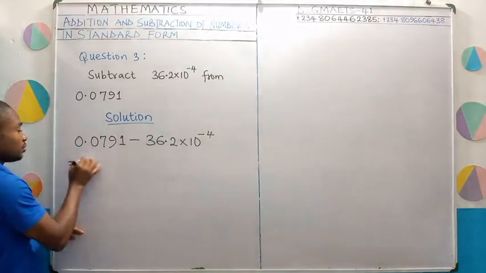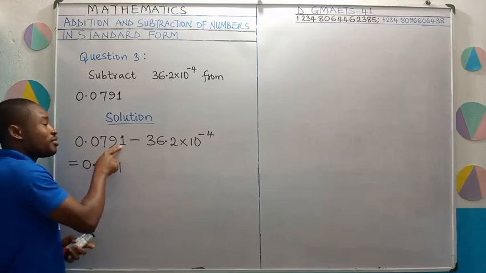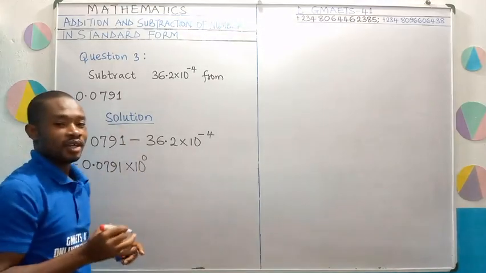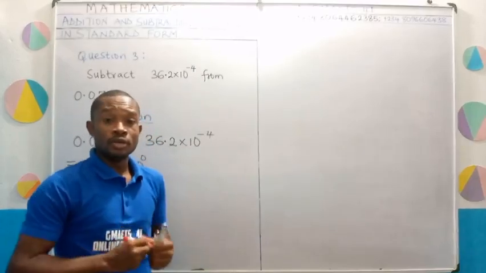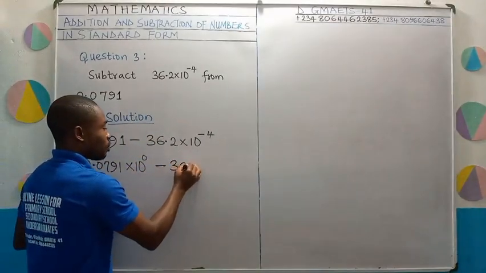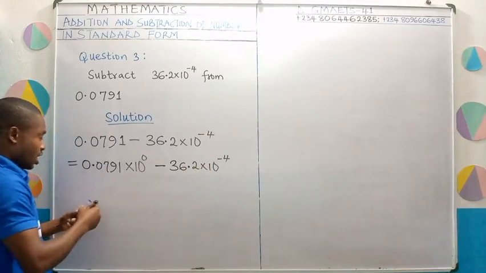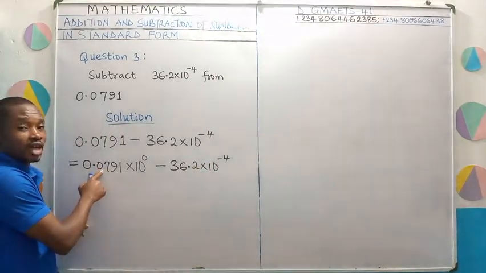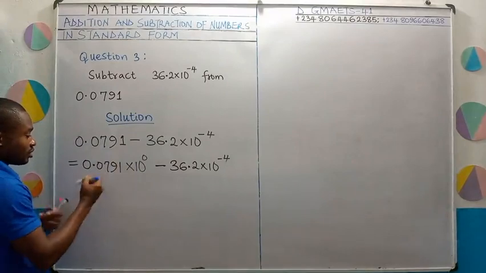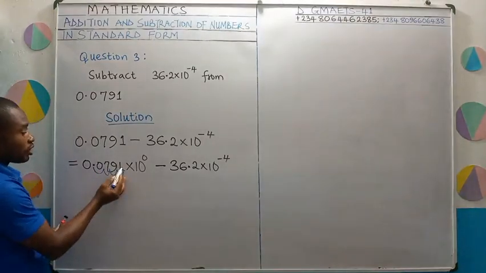Let me rewrite it for you to see. 0.0791. Now, because there is no times 10 raised to any power here, it means that this number is times 10 raised to the power 0. Last class I told you any number standing alone is times 10 raised to the power 0. Okay, so minus 36.2 times 10 raised to the power minus 4. Good, let us make this power to become power minus 4. And to do that, I'll have to move this point 4 times to the right. Is that clear? If you move this point 4 times to the right, let's say 1, 2, 3, and 4. The point comes here.